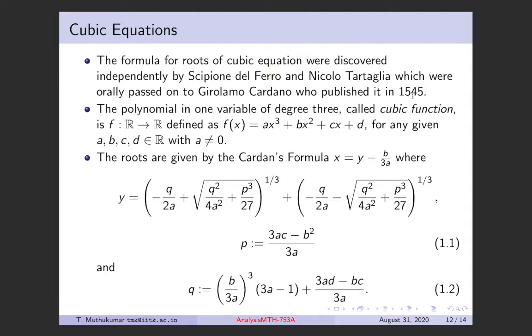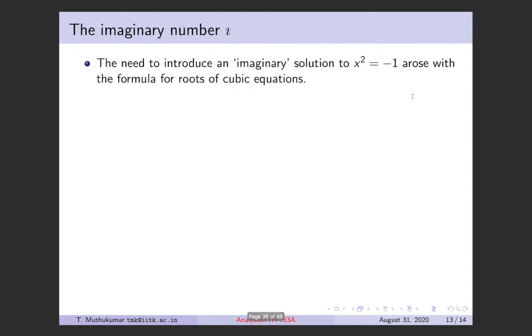Now this is where the issue actually starts for imaginary numbers. The need to introduce an imaginary solution to x square equal to minus 1 arose with the formula for roots of a cubic equation. So it has nothing to do with quadratic equations. We did not want to solve x square plus 1 equal to 0 for quadratic equations. So the purpose is like this, and I am going to explain it to you.